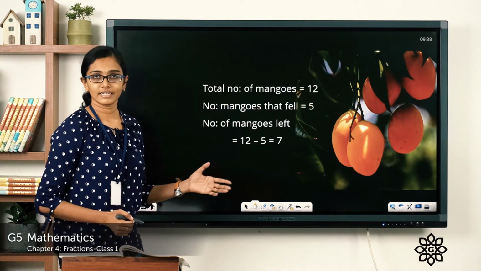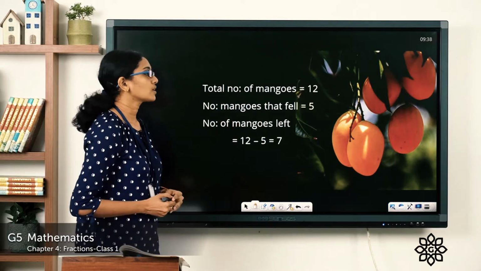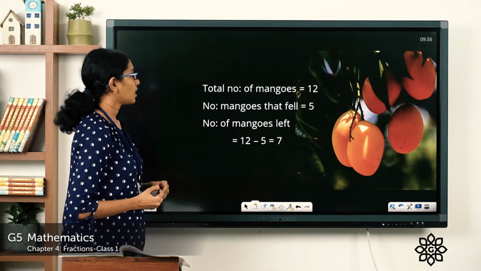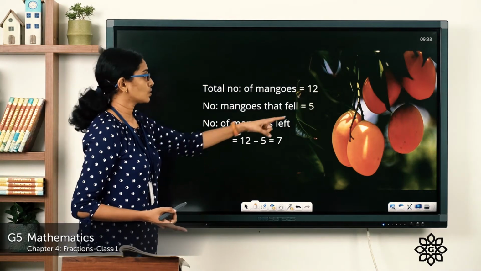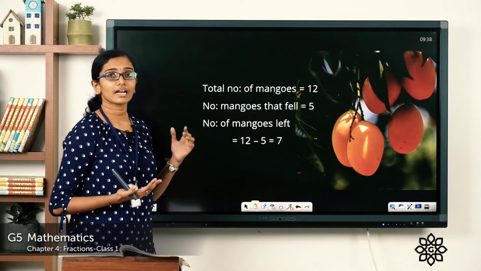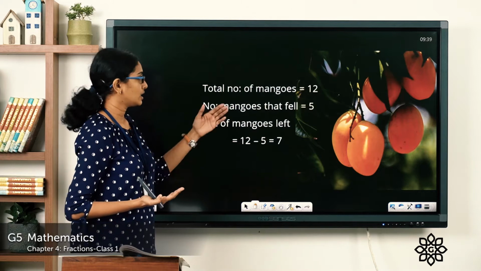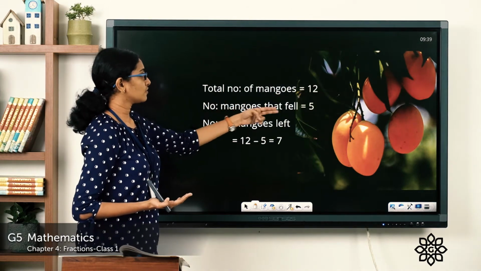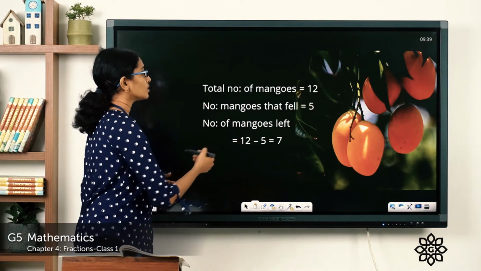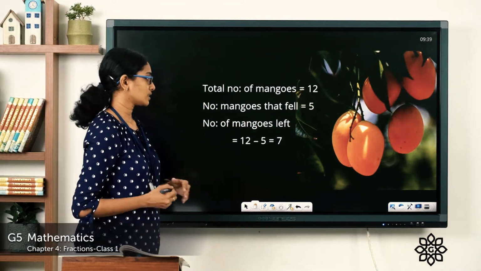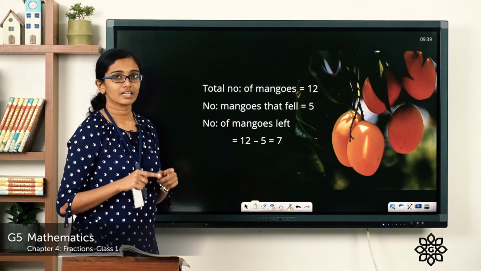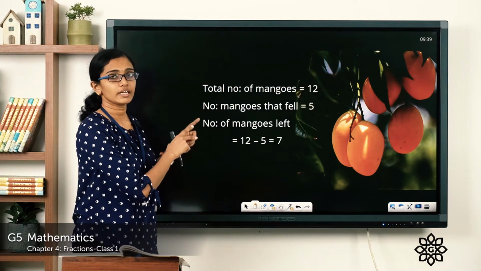First we will write the data given in the question. So we write the total number of mangoes that we had. It was 12. Now how many mangoes fell on the ground? So 5 mangoes fell on the ground. So now how many mangoes are left on the tree? How do we find that? We subtract the number of mangoes that fell from the total number of mangoes, right? So we do 12 minus 5, that equals 7. So this 7 is the total number of mangoes that is left on the tree now.